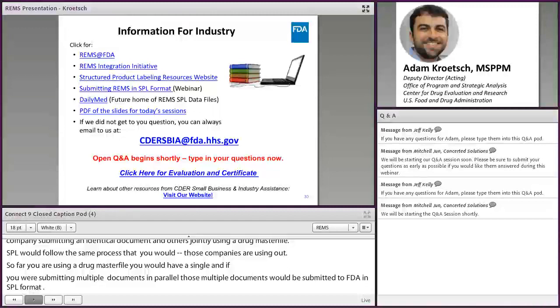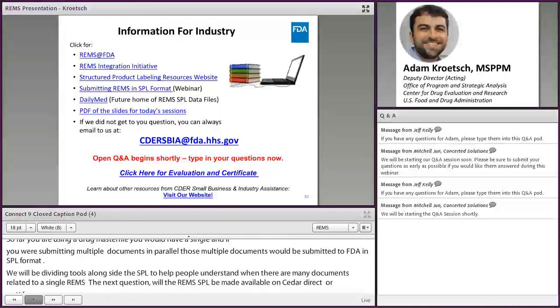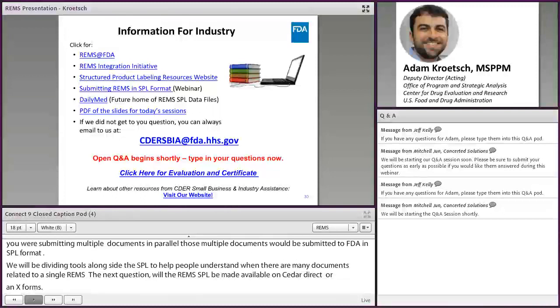The next question, will the REMS SPL be made available on CDER Direct or on XForms? We do use XForms. We do have XForms available to anybody who wishes to submit their REMS in SPL format as a tool to help you put that REMS in that format. You are also free to not use XForms if you prefer to use a different tool.